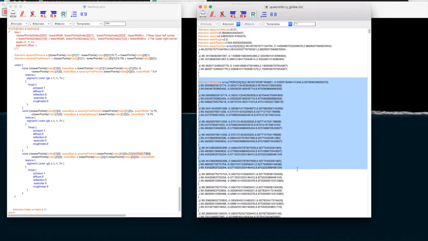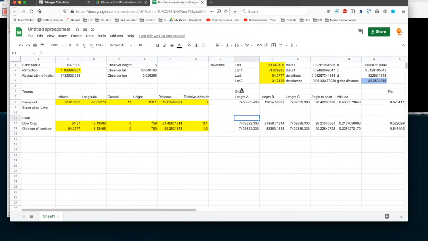So now I'd like to focus on how I went about calculating these data points. These are all represented in kilometers. So I created a spreadsheet and I'm going to make the spreadsheet available. So check in the description below for the link to this file. Here I've specified the constant for the Earth radius in meters. Refraction is standard 7/6. And the radius of the Earth, including refraction, would be the product of these two.